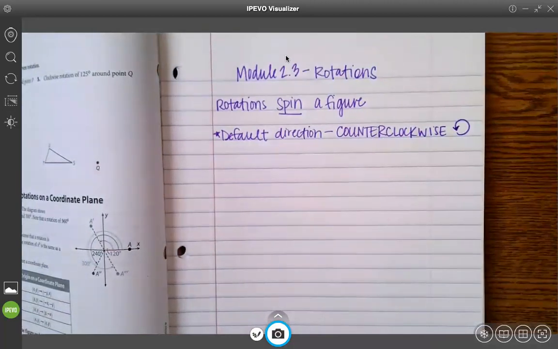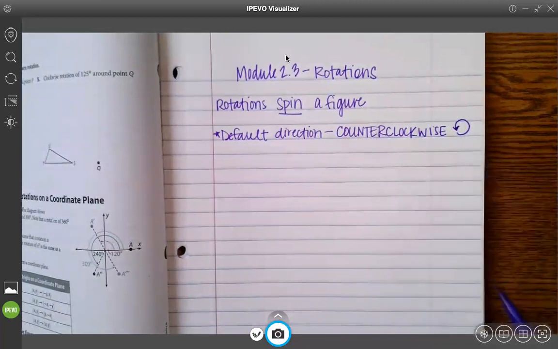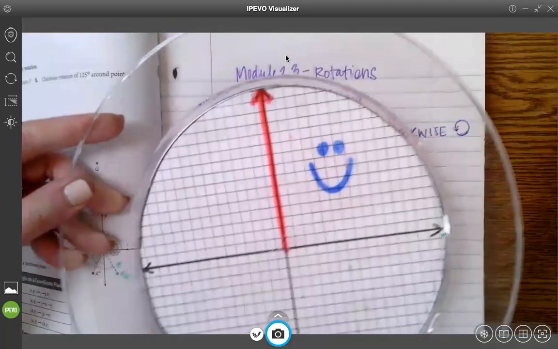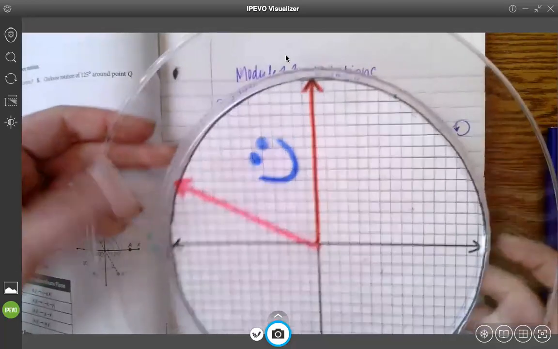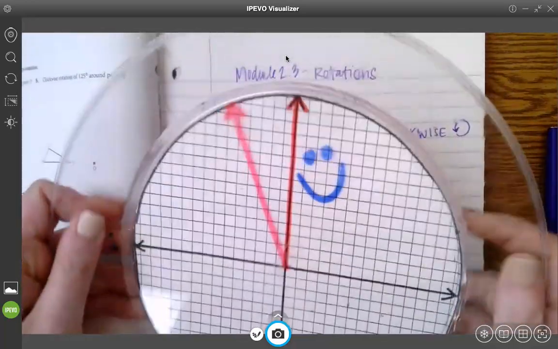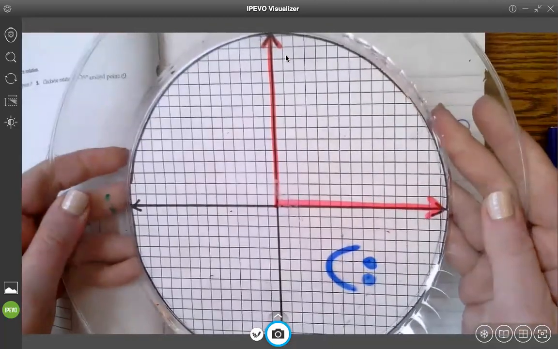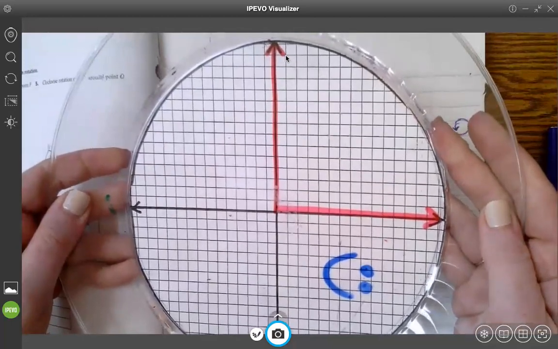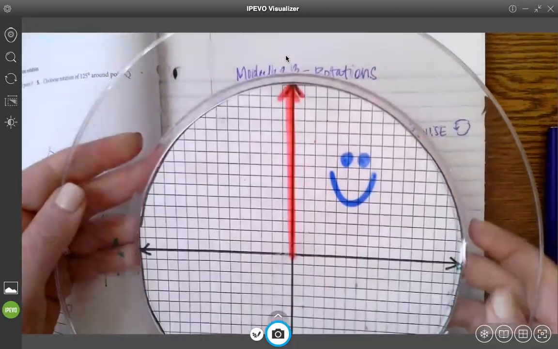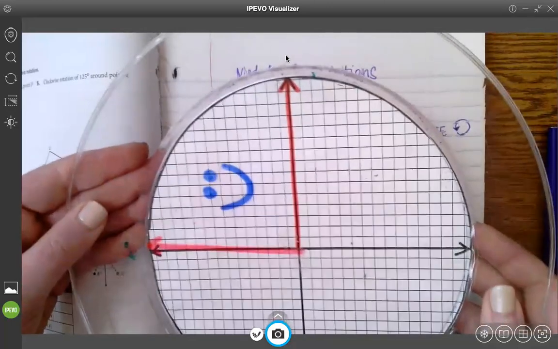If your parents or grandparents or some adult in your life has taught you, righty-tighty, lefty-loosey, to unscrew things or to screw caps down, this is lefty-loosey, right? So counterclockwise. And so if you don't have any kind of direction given, you assume that you're spinning counterclockwise. That's why when I said, let's rotate this 90 degrees, I turned it 90 degrees this way. Technically speaking, I could also have gone 90 degrees clockwise, and that would look like this, but because my default direction is counterclockwise, I spun it to the left. That's the direction that counterclockwise spins.